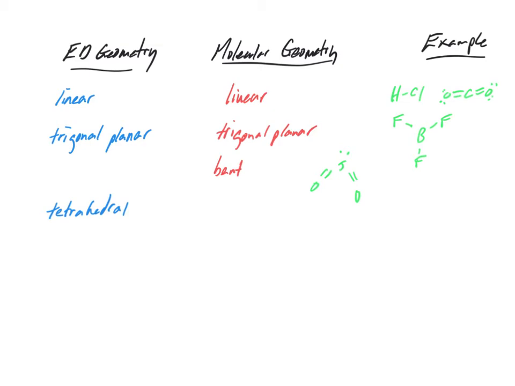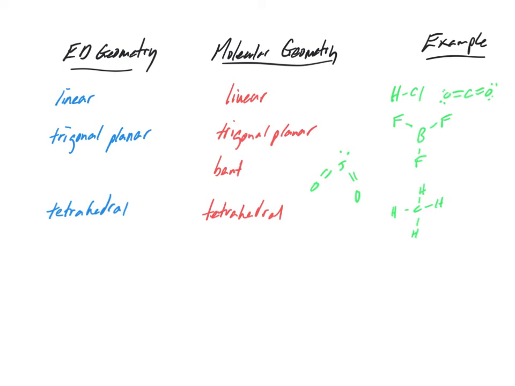The last category of molecular geometry falls under the tetrahedral electron domain geometry. And the first molecular geometry I'd like you to know is the tetrahedral molecular geometry. And an example of that is methane. And in methane, and what really defines this tetrahedral molecular geometry, is that the 4 things around the central atom are all bonds to other atoms.